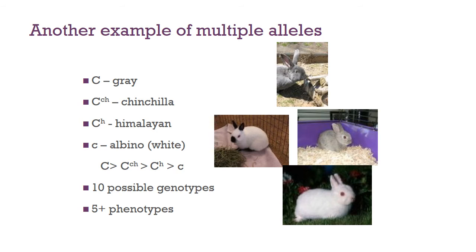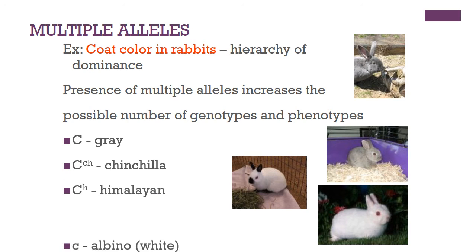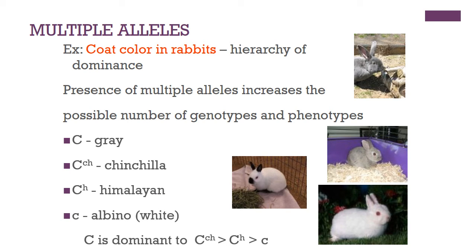Okay, so it's 10 possible genotypes and 5 different phenotypes. Or 5 or more phenotypes, I guess it says. So the genotypes could be C C, C C H, C C, C C, C H, C C H, C, little c. Okay? The presence of multiple alleles increases the possible number of genotypes and phenotypes, which is what I just talked about. And so this big C, the gray, is going to be dominant to chinchilla, Himalayan, and albino.